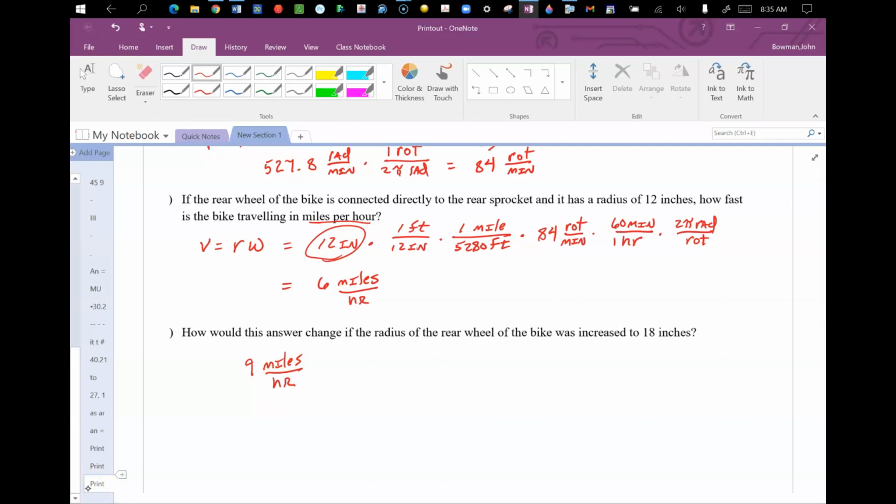And that's it for the relationship between linear velocity and angular velocity and radius.